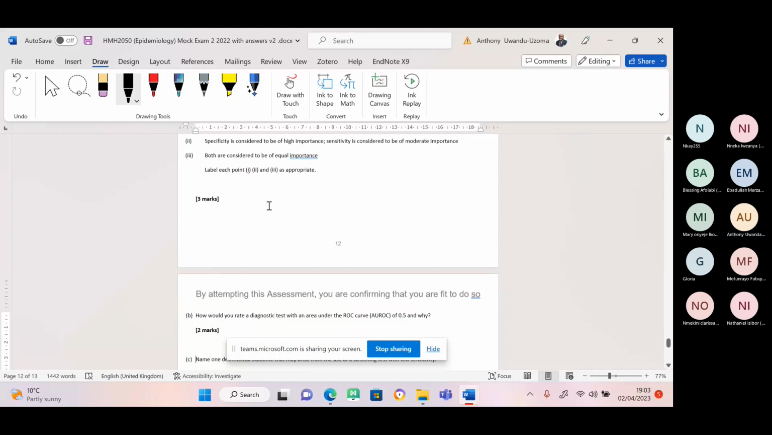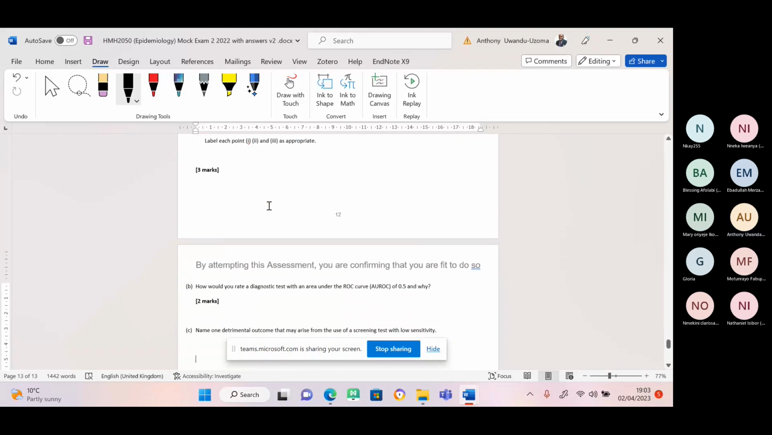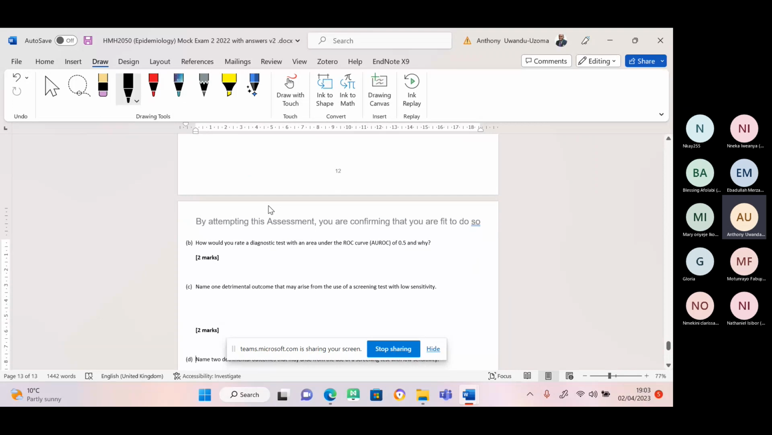All right. Okay. So number B. Can someone attempt it? How would you rate a diagnostic test with an area under the ROC curve as 0.5? It's random. It's useless now. You can't actually tell if it's good or not.